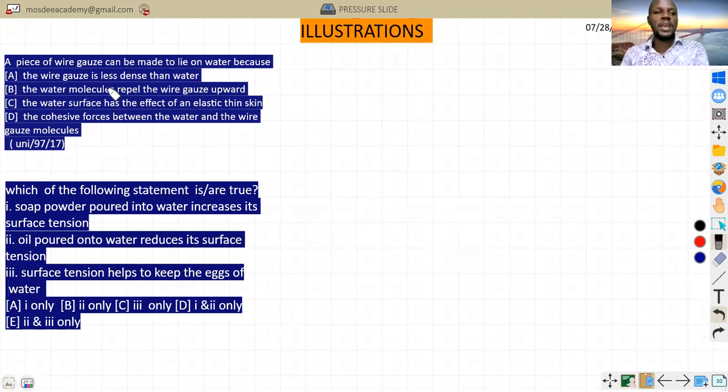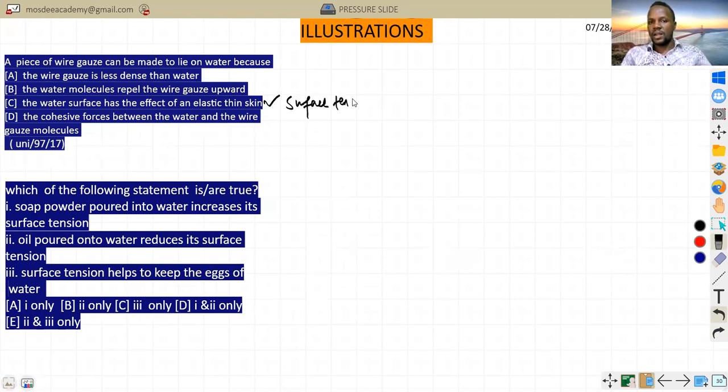Fine. Now, a piece of wire gauze, I will be quick about this because time is fast spent. A piece of wire gauze can be made to lie on the surface of water because, as we've talked about, surface tension. Wire gauze will act like a stretched elastic string or elastic membrane. The reason is because the surface of water has the effect of an elastic thin skin, and that is what we call surface tension.